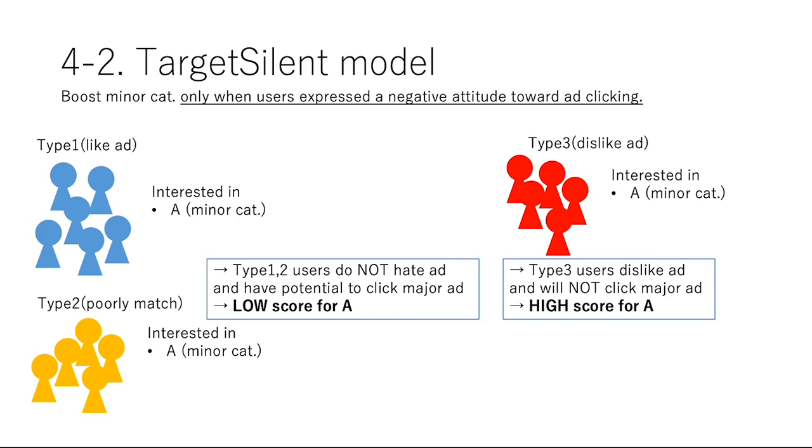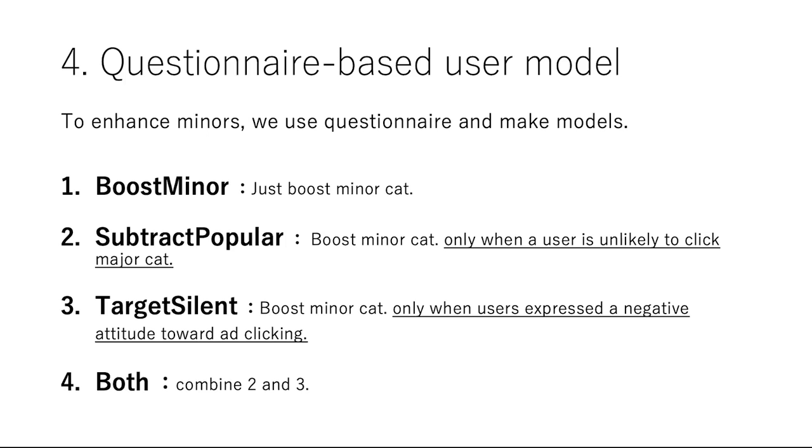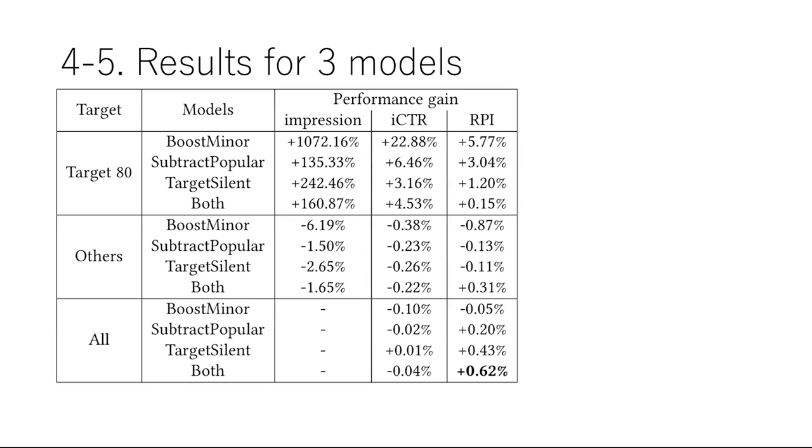The last model is the BOSS model, which combines the SubtractPopular model and the TargetSilent model. To evaluate these three models, we did an experiment like this. And this is the result for three models. All models are compared to the baseline model. And this BoostMinor model result is the result that we have seen in the previous slide. This is just for reference, to remember the previous results.